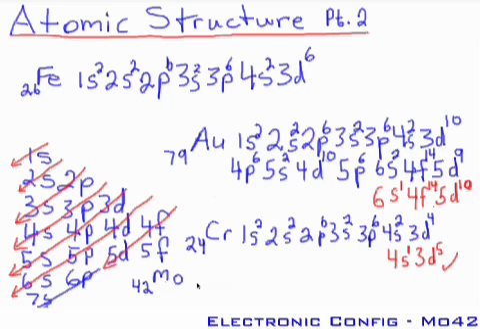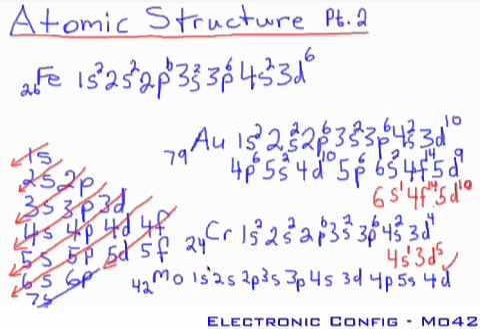Atomic number 42 for molybdenum. Okay, so let's start doing it. We've got 1s, 2s, 2p, 3s, 3p, 4s. Then we've got 3d, 4p, 5s. After 5s comes 4d. Is that far enough?